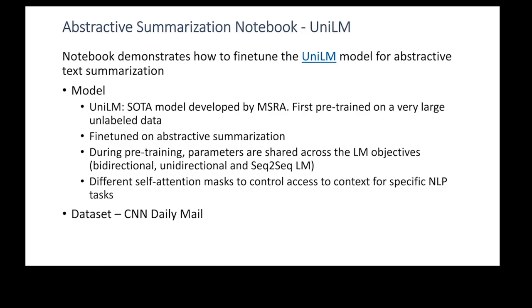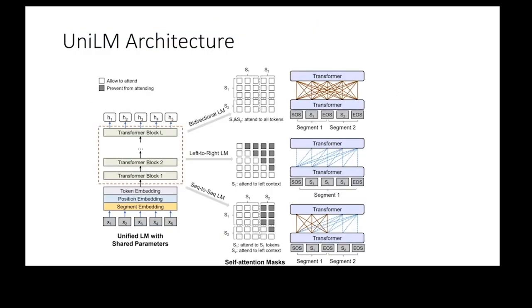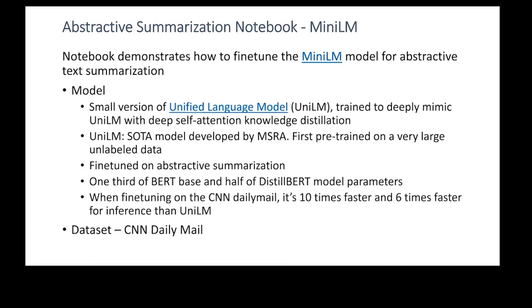The next example is abstractive summarization as well, but with a slightly different model from UniLM. UniLM, as a large model, can get too big and you can't use it for production systems. That gave birth to MiniLM using knowledge distillation. The benefit is getting the same or almost the same performance as UniLM. MiniLM is 10 times faster at training and 6 times faster at inference than UniLM. It's trained to deeply mimic the UniLM deep self-attention. Technically it's trained to mimic the self-attention layers, but the parameters are reduced so that we can get faster training and inference times.